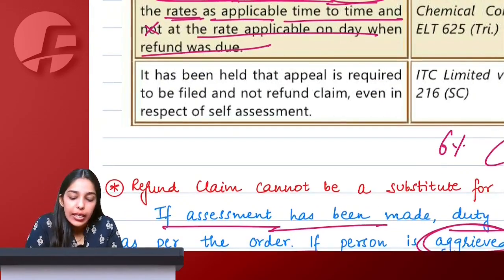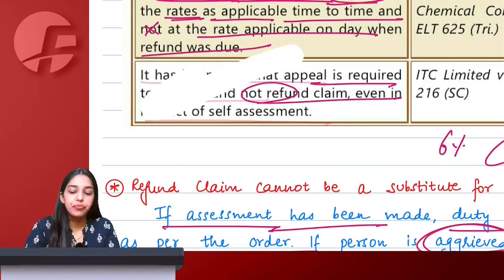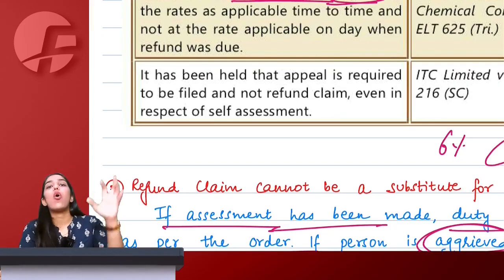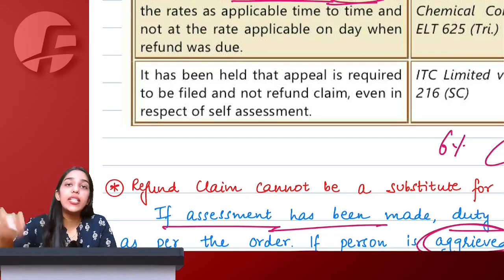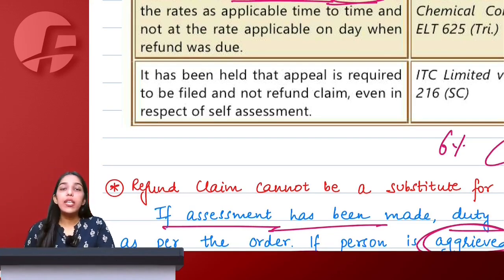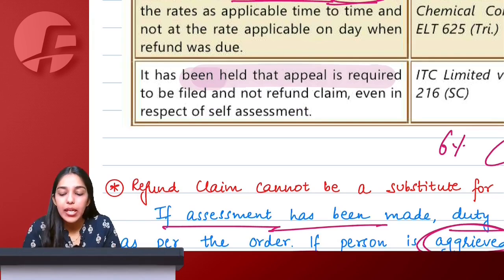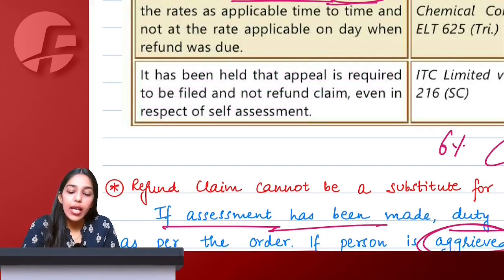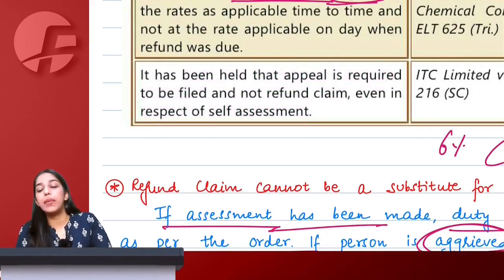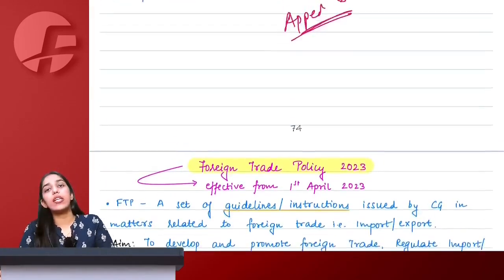And last, it has been held that an appeal is required to be filed and not a refund claim, even in case of self-assessment. See, in all cases, if there's an order issued to you, then it is very simple and basic that you need to appeal against that order. And if you win the appeal, then you get a refund, otherwise you do not. Even if for self-assessment you want a refund back, you still need to file an appeal. Refund cannot ever be a substitute for appeal. If an appeal has to be filed, you have to file an appeal. Without filing an appeal, you cannot directly go file a refund application and ask for refunds from the government. Very simple, very small chapter.